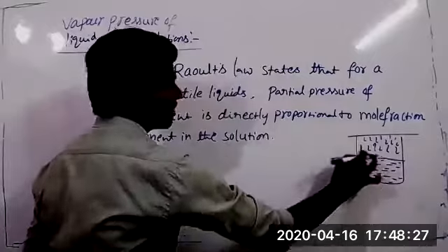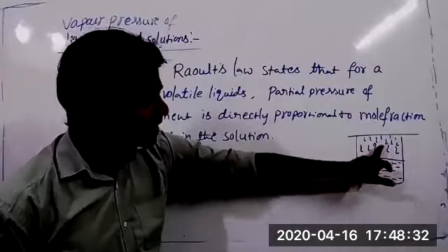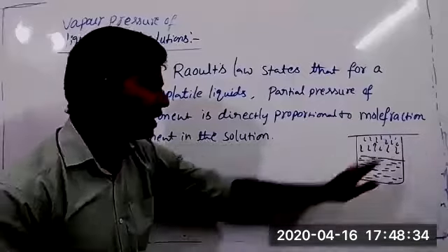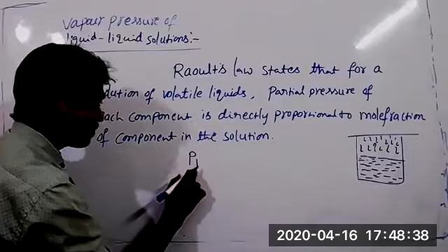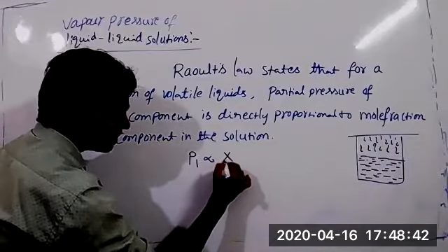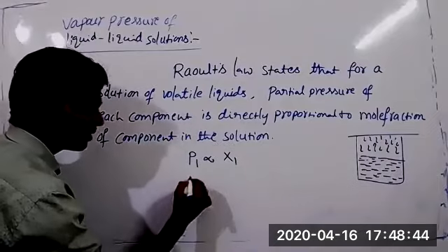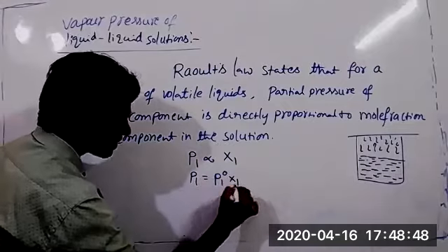This vapor causes some pressure over the surface of the liquid. This vapor contains both the components. Component 1 is present and component 2 is also present. According to Raoult's law, the partial pressure of component 1, P1, is directly proportional to its mole fraction, x1. So P1 is equal to P1 power 0 x1.